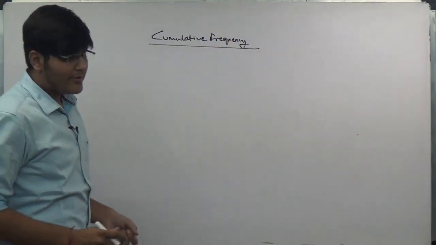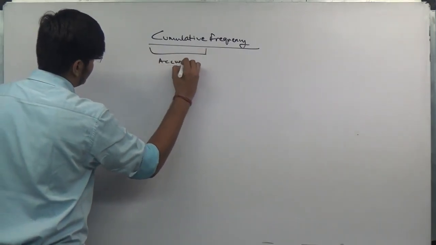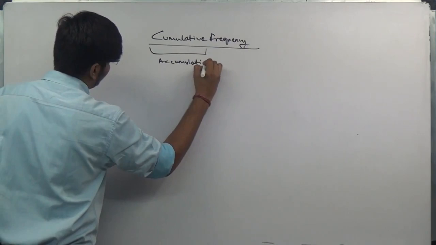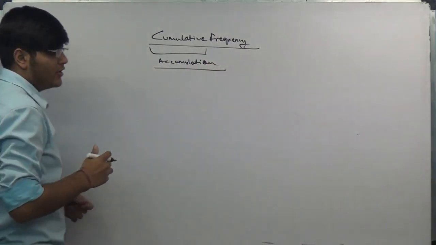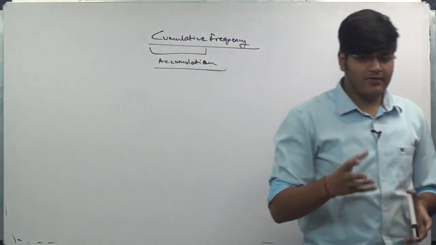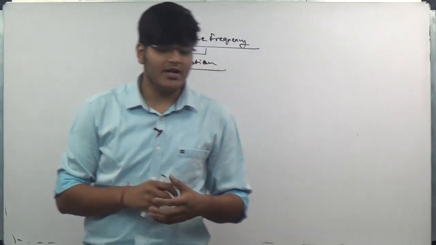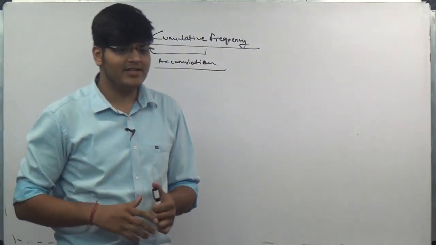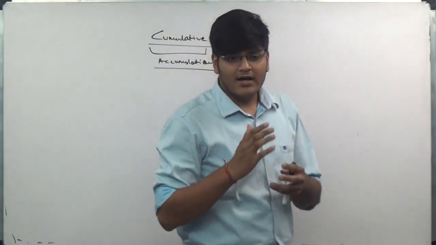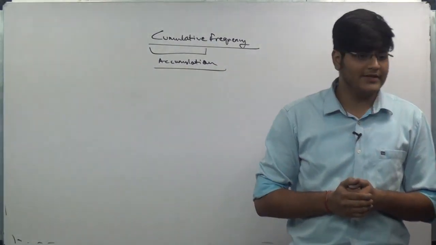Now cumulative frequency basically deals with accumulation. What do you mean by accumulation? To add up, basically to add up. If you are familiar with accounts, then you will understand the concept of accumulation and depreciation. Otherwise, accumulation is basically stocking up or keeping on adding the different figures that we get from frequency.